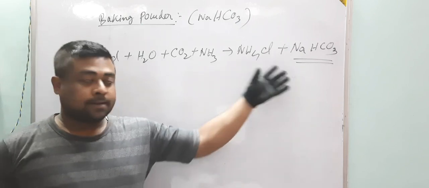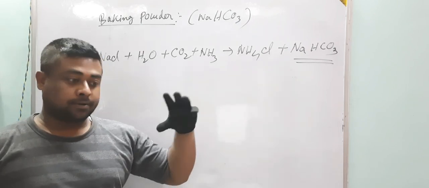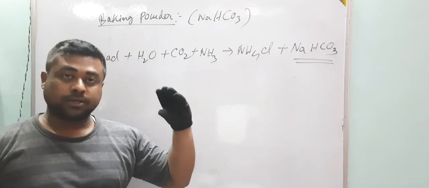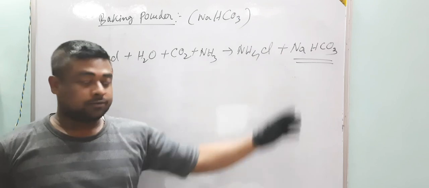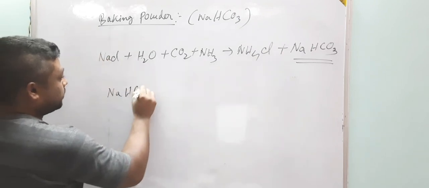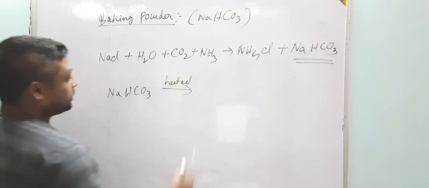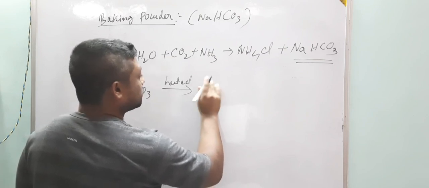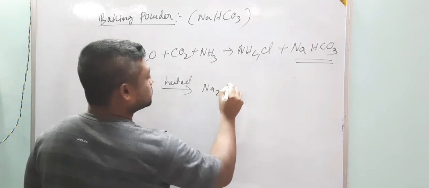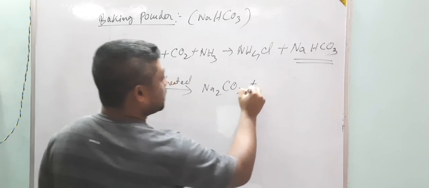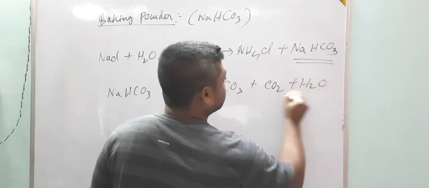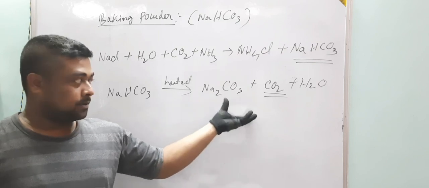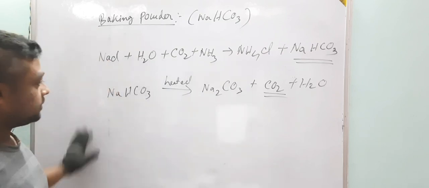Now, when we add baking powder to our food items, you can see that the item increases in size, it becomes bulgy, it becomes spongy in structure. And why does it happen so? This is due to this particular reaction, because when sodium hydrogen carbonate is heated, it results in the formation of sodium carbonate plus carbon dioxide plus water. And due to the formation of this carbon dioxide, the food items increase in size, or become crispy, or become spongy in nature. So this is all about baking powder.